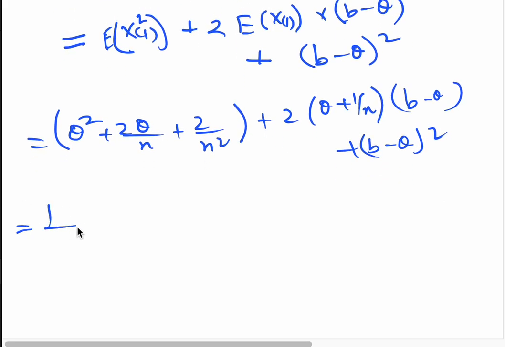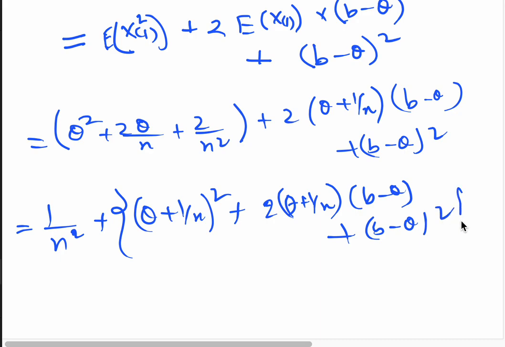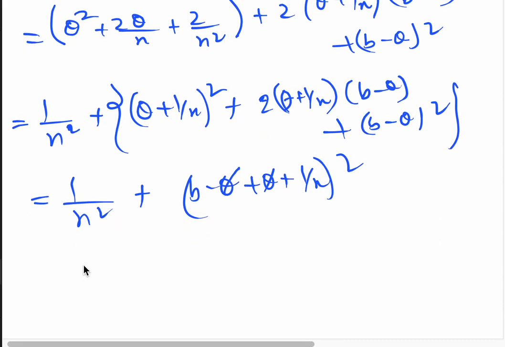So if we simply take 1/n², it will become (θ + 1/n) squared plus 2 into (θ + 1/n) into (b − θ) plus (b − θ) squared. So this will be 1/n² plus (b − θ + 1/n) squared. So this is 1/n² plus (b + 1/n) squared.